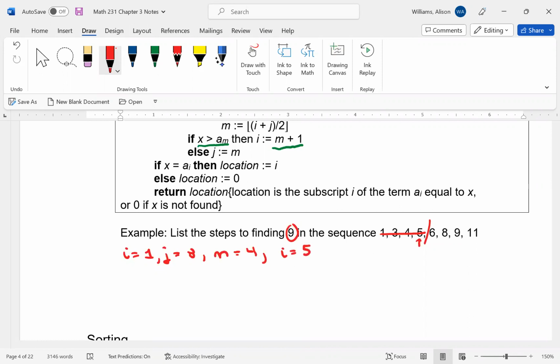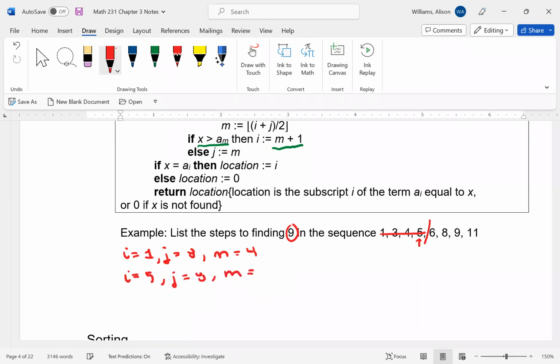J is still going to be 8. I could list J again if I wanted to, but because J is not changing, I'm going to just leave it alone. Actually, I could probably list it again. I could just start it down here. I equals 5, J equals 8.